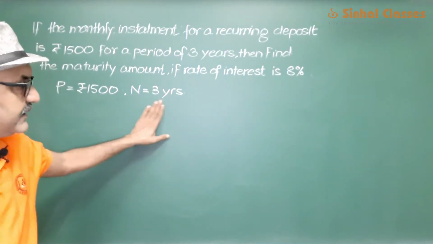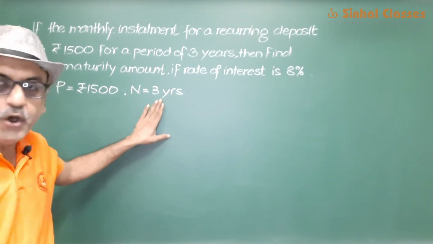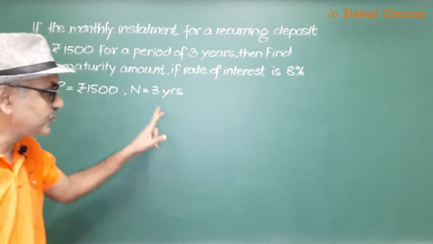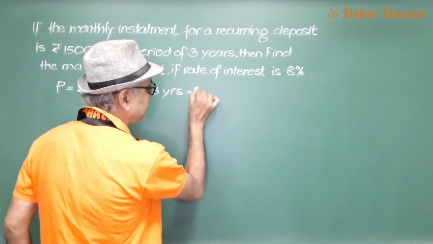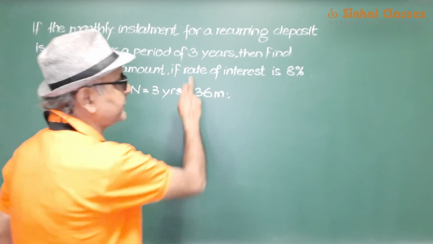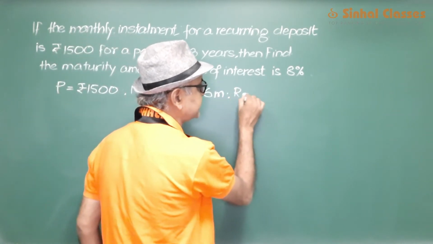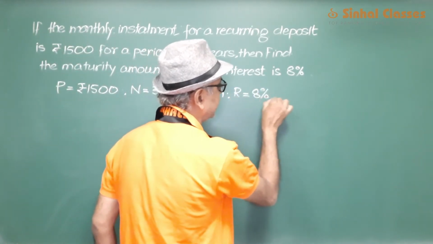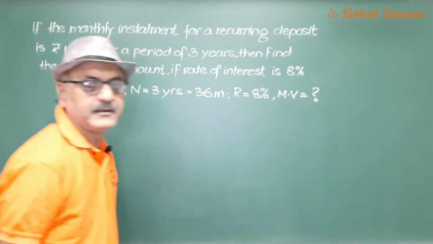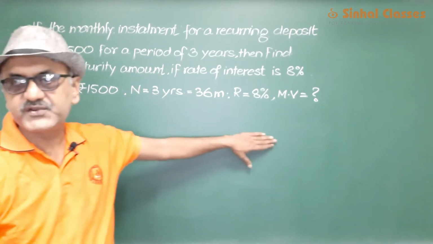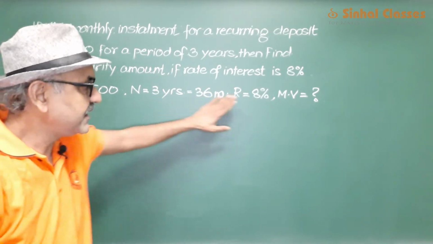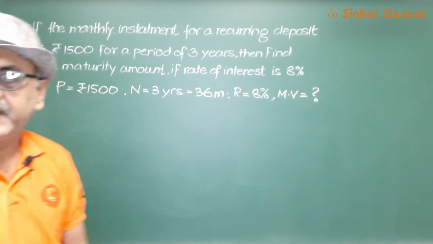Guys, this tenure, the time, though it may be given to you in years, you have to convert this into months. So 3 years is equivalent to 36 months. Then find the maturity amount if the rate of interest is 8. So rate of interest is 8 and we have to find out MV. So this is where our question stands. We know P, we know N in terms of months, we know R, and we want to find out MV.